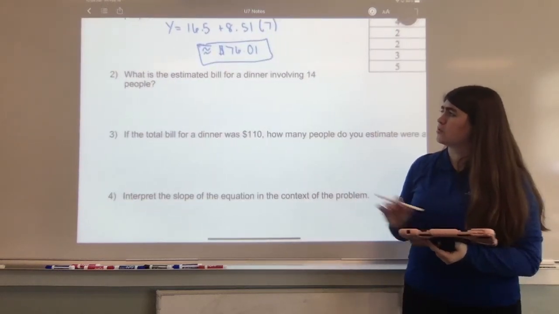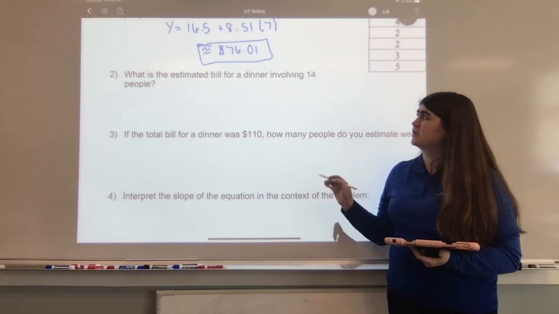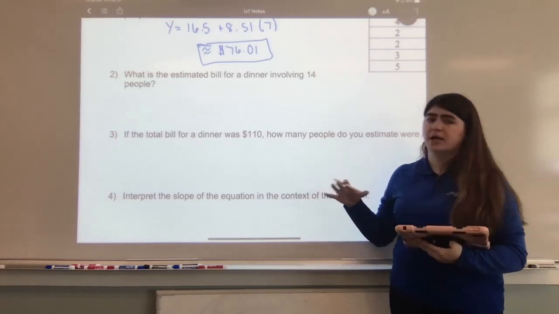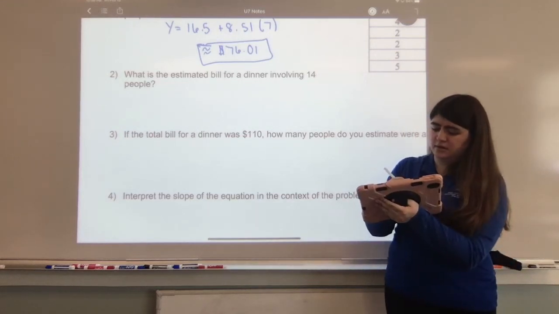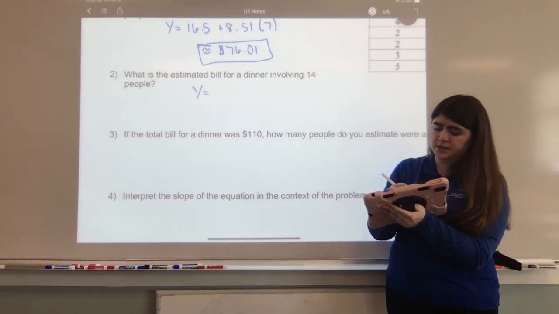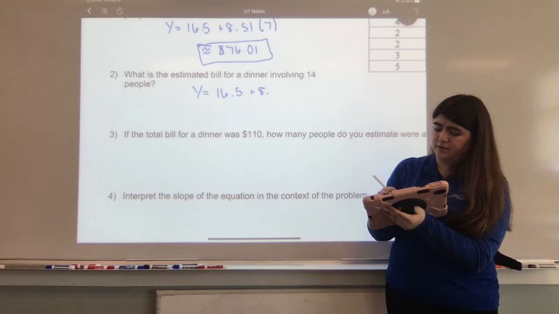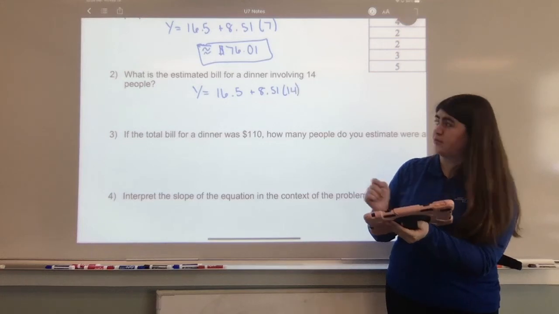Number 2 says, what is the estimated bill for a dinner involving 14 people? I'm not going to solve all the way through with this one. You can see the answer in the notes. But again, you're taking that and plugging that in. So you would have 16.5 plus 8.51 times 14, because there were 14 people.